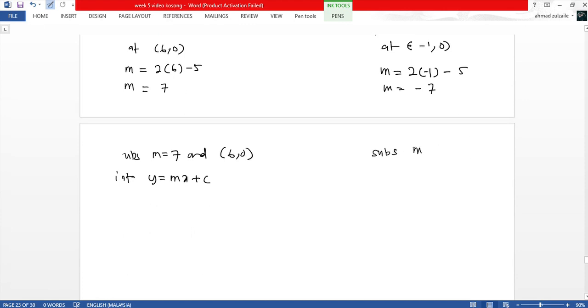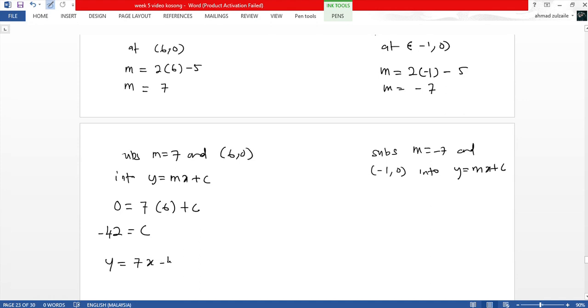Substitute m equal to negative 7 and the coordinate of negative 1, 0 into y equal to mx plus c. So apa you dapat sini ialah y, 0 equal to 7 times 6 plus c. So therefore c equal to negative 42. Therefore y equal to 7x minus 42 is the first equation of tangent.